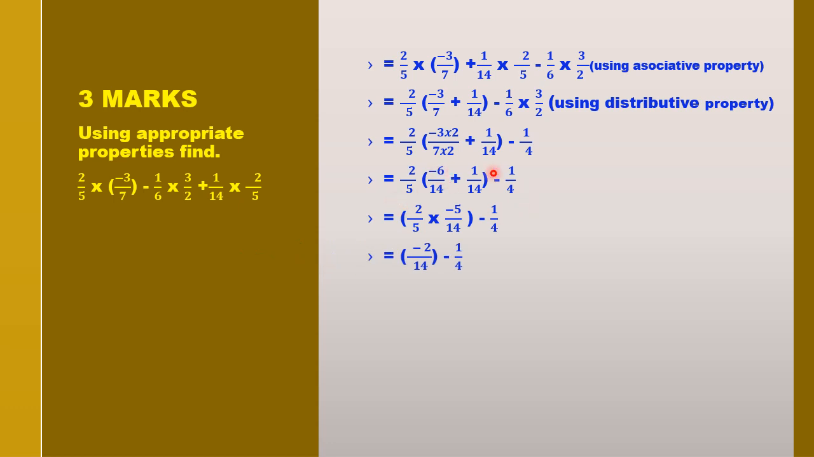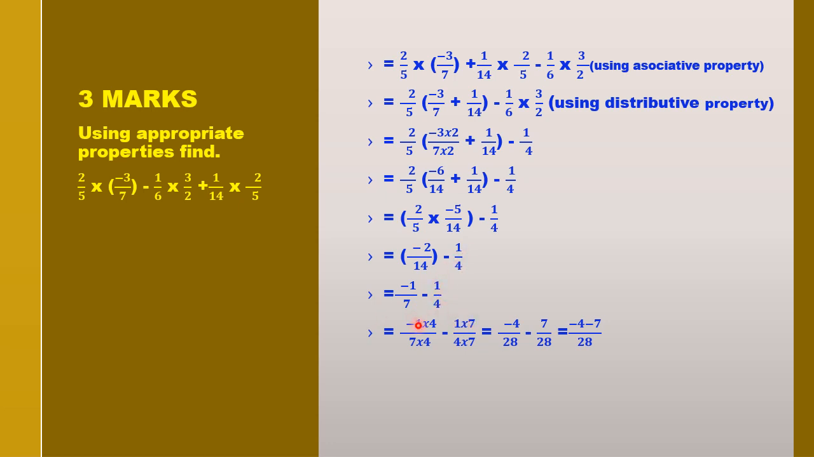Now, minus 6 plus 1 is minus 5. 2 by 5 into bracket means multiply, bracket means product. So 2 by 5 into minus 6 plus 1, minus 5 by 14, 14 is taken common, and minus 1 by 4. Now here 5 and minus 5 will get cut. So what will remain? Minus 1. Minus 1 into 2 is minus 2. In the denominator 14 is remaining, and minus 1 by 4. 2 sevens are 14, so 2 and 14 will get cut. What will remain? Minus 1 by 7 as well as minus 1 by 4.